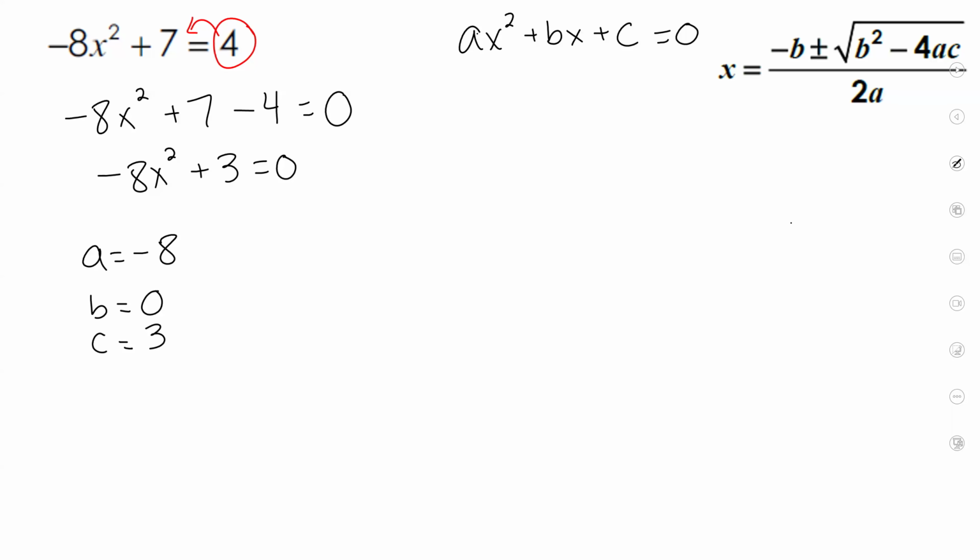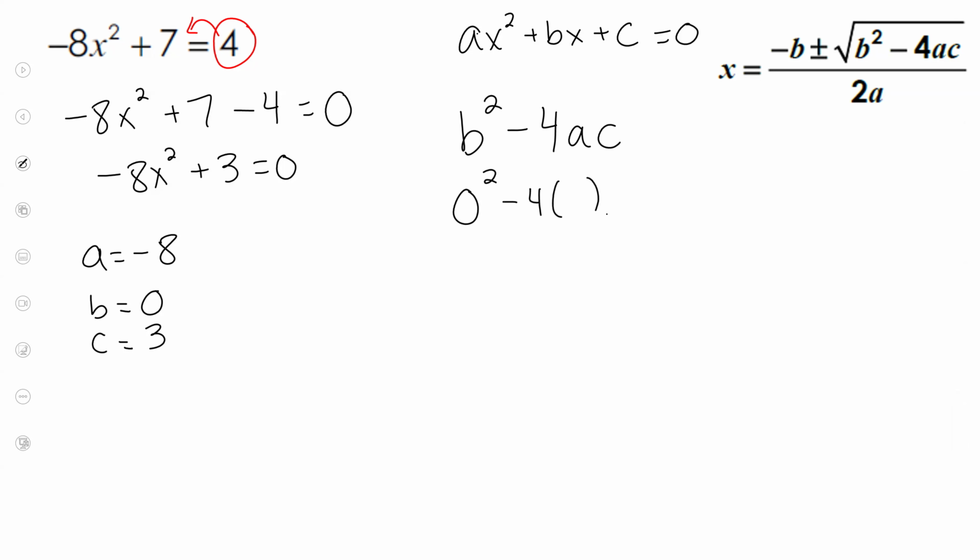Okay, now we're going to find the discriminant. So we're going to have b squared minus 4ac. So your b value is 0 squared minus 4. Your a value is negative 8. Your c value is 3. As usual, guys, I encourage you to put the last 3 numbers in a box, because a lot of people get the negative signs confused. There's already a negative sign out here. Let's figure out what these numbers are.